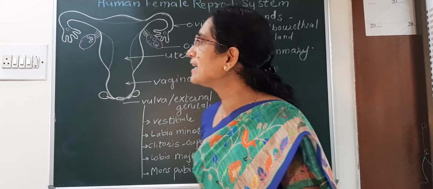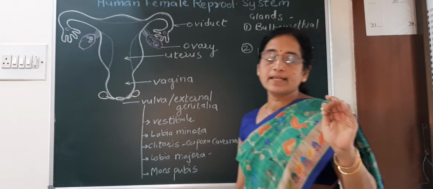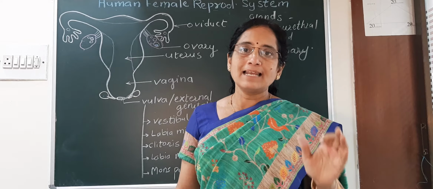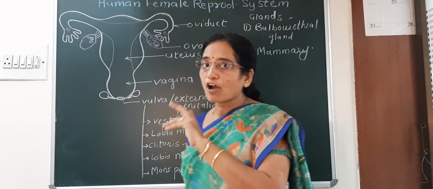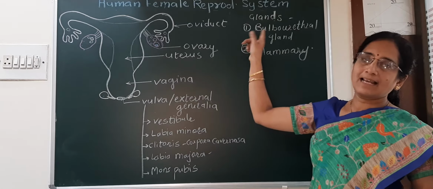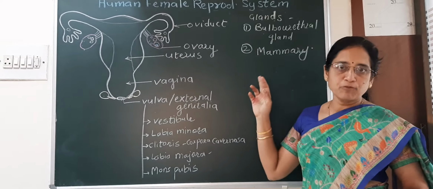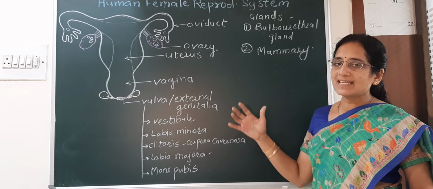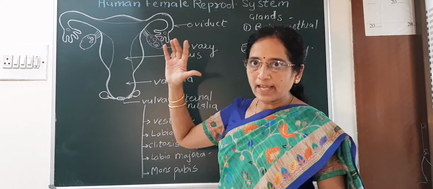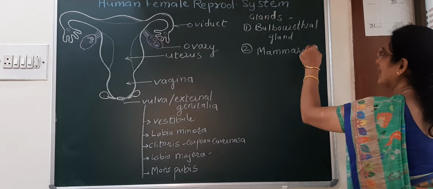It secretes a lubricating fluid. The bulbourethral gland does not produce any kind of enzymes. It is similar to Cowper's gland in males. The same function is performed by the bulbourethral gland in females, which produces the lubricating fluid for lubrication of the penis at the time of intercourse. Now the second gland is the mammary gland.